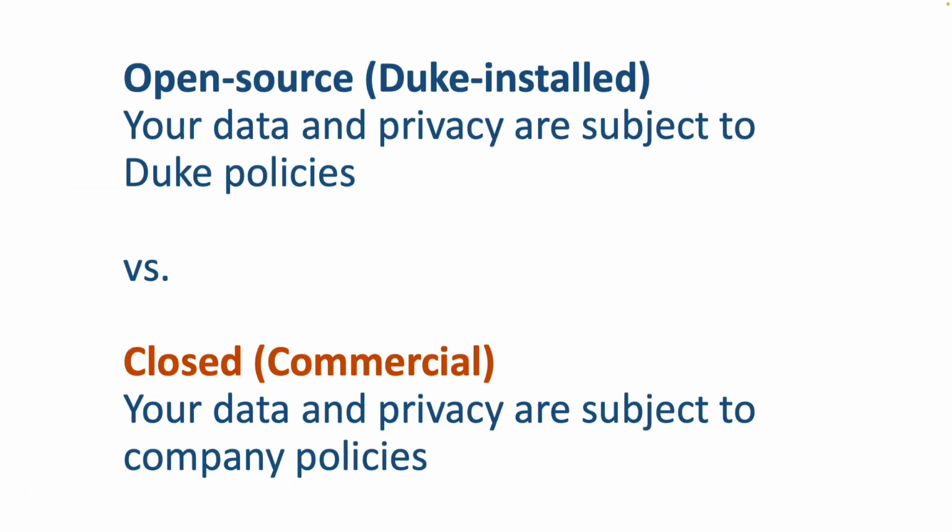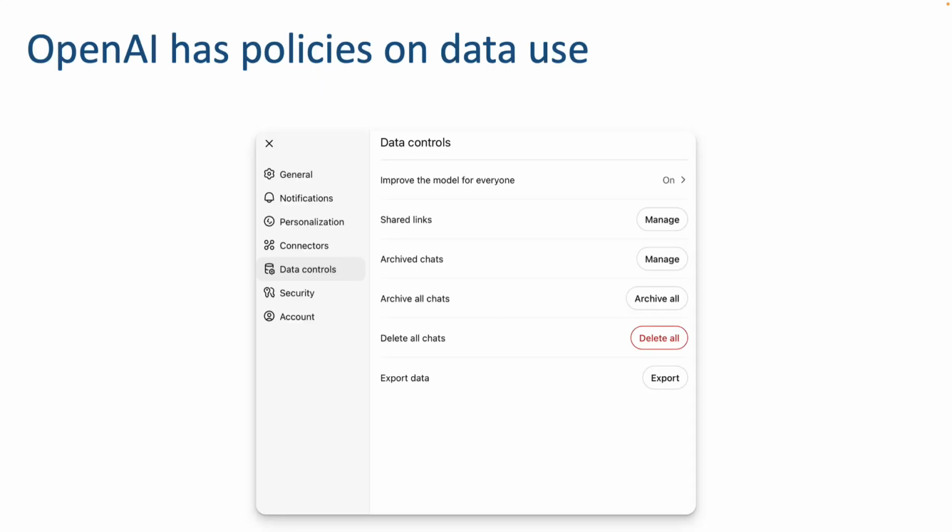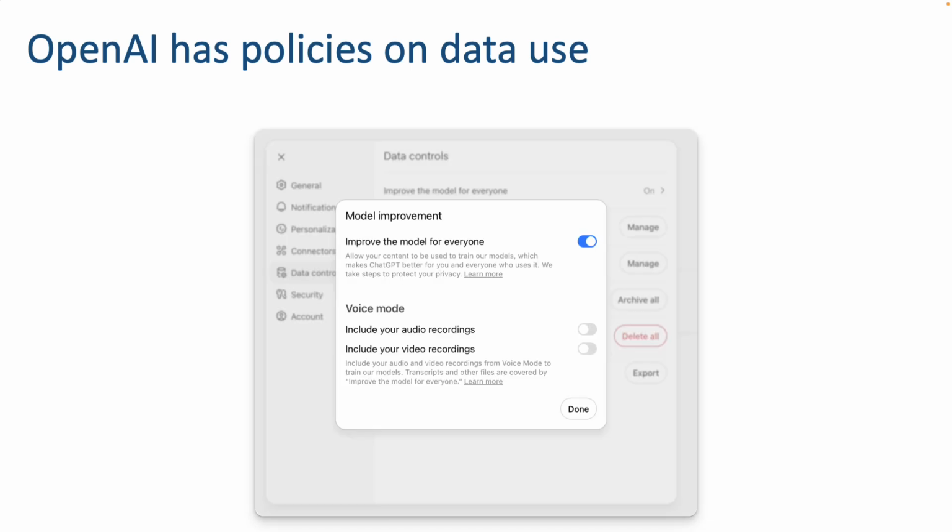Now, let's get back to your data and your privacy subject to Duke's policies versus other policies. If we think about OpenAI for a second, OpenAI has policies on its data use. If you go to the settings panel within ChatGPT, you can find controls for your data. That little toggle at the top where you can improve this model for everyone is your decision about whether or not you take your data that you put into the LLM and send it to OpenAI to train their models on.